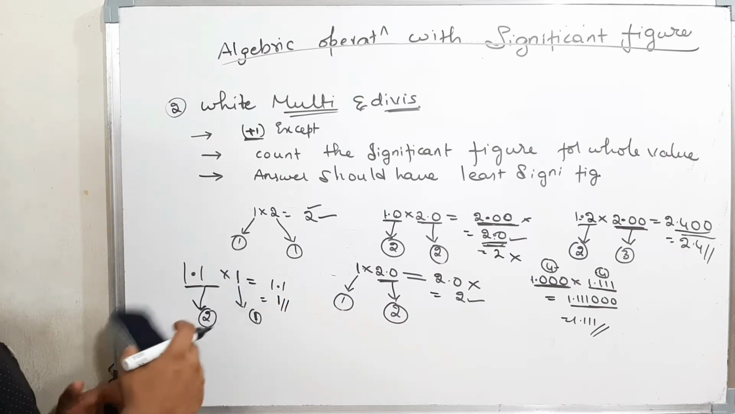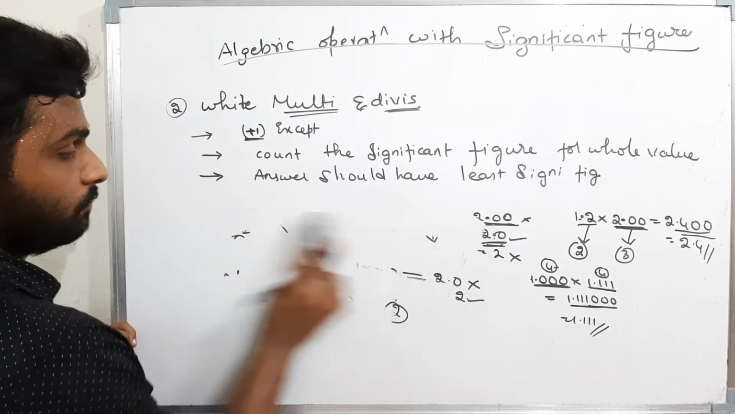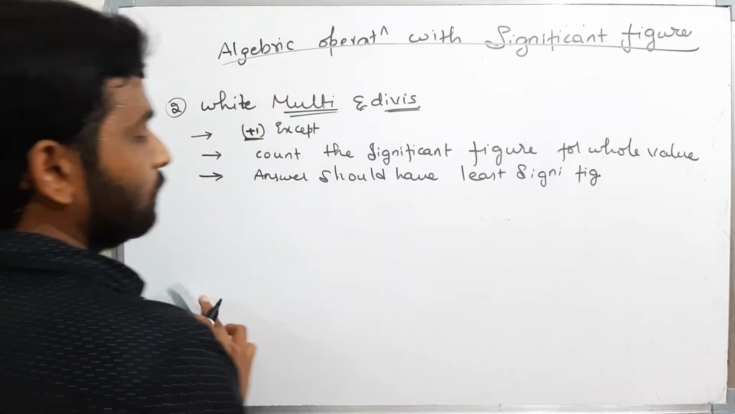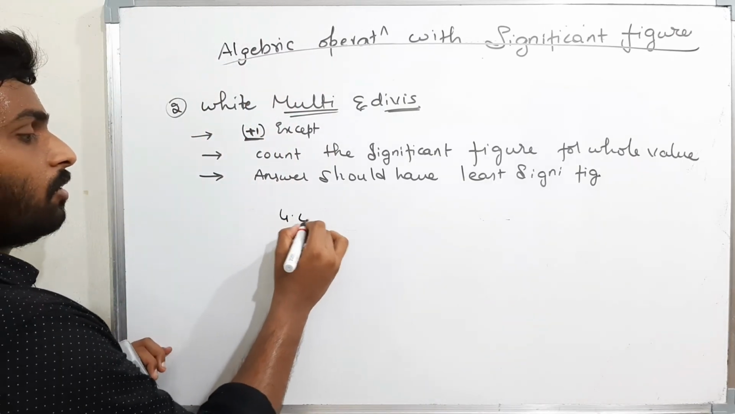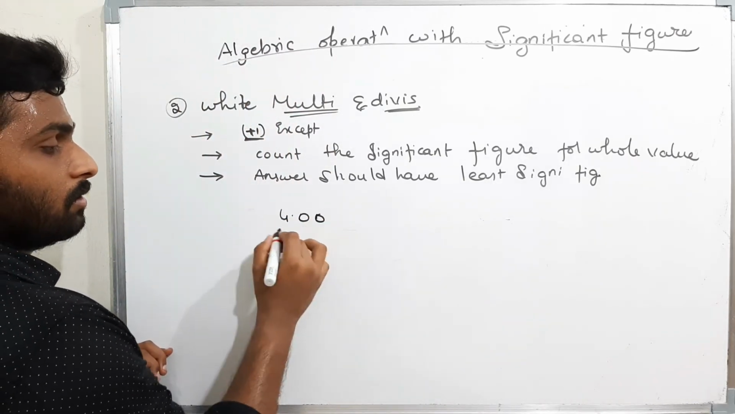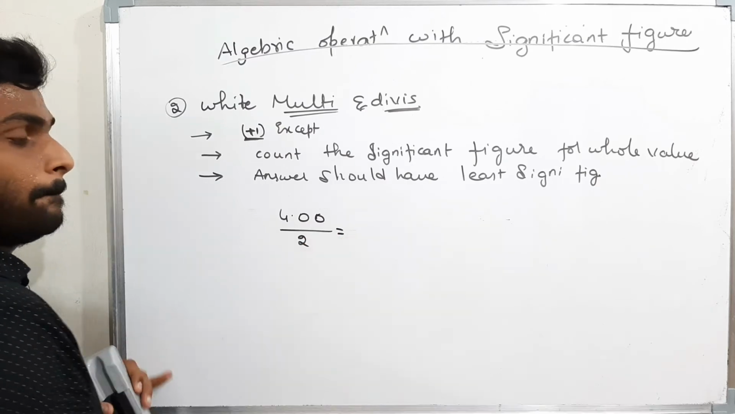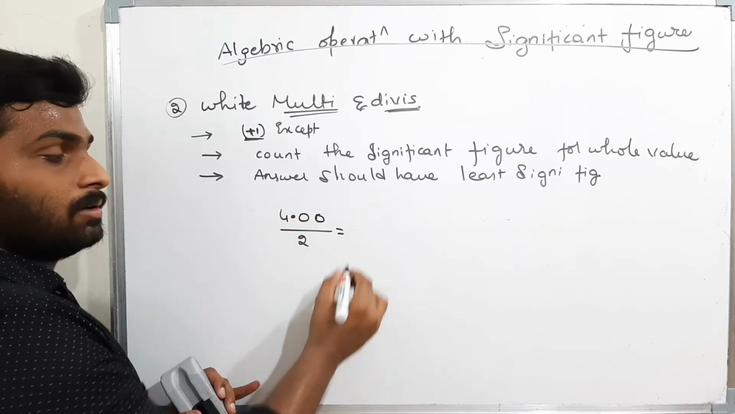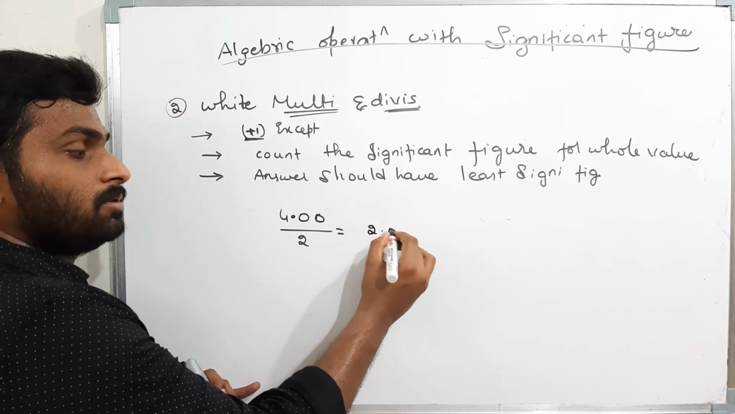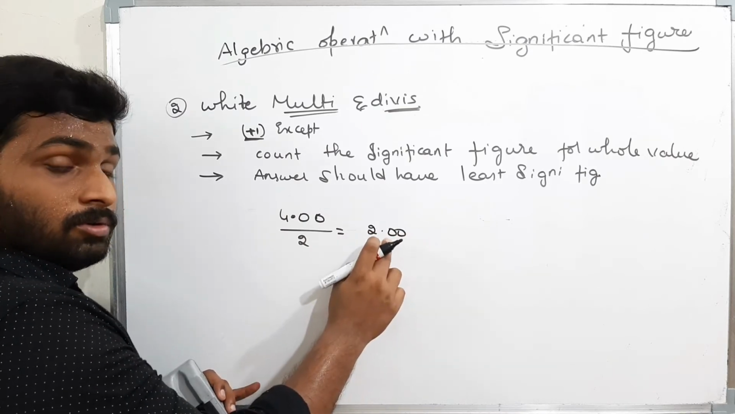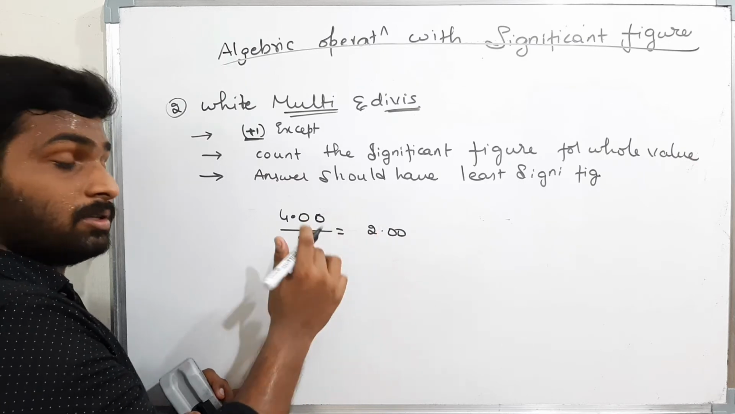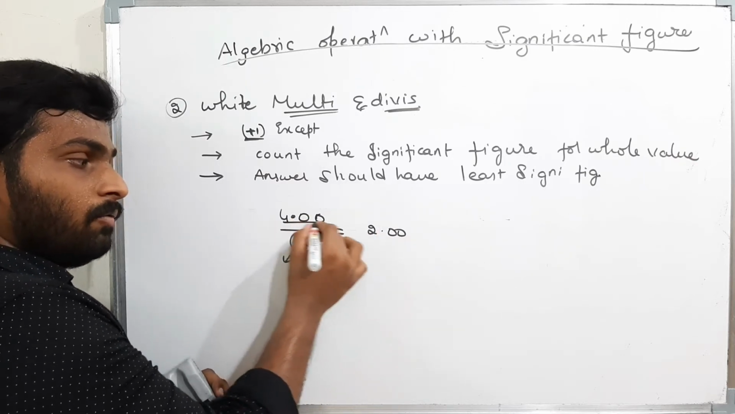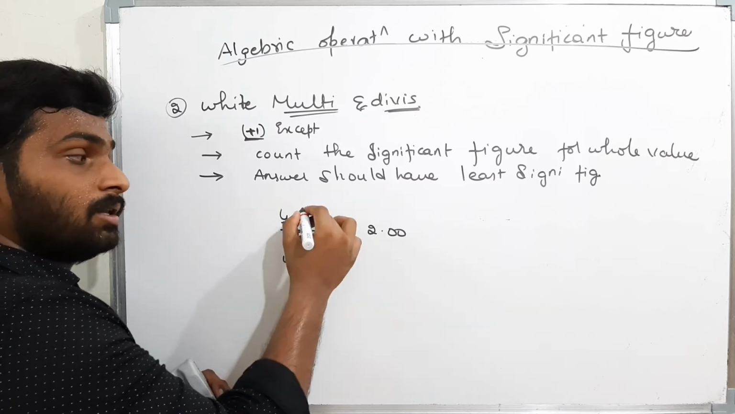Observe carefully what we are doing. Now we will see a few more. 4.00 by 2. What is the answer? The answer is 2.00, but I should know whether it is the right answer or the wrong answer. Now see here. For 2, how many significant figures are there? 1. For 4.00, how many significant figures are there?